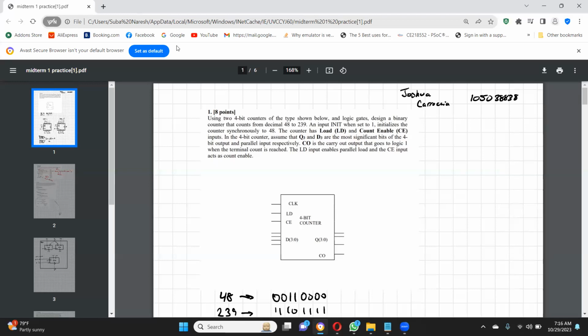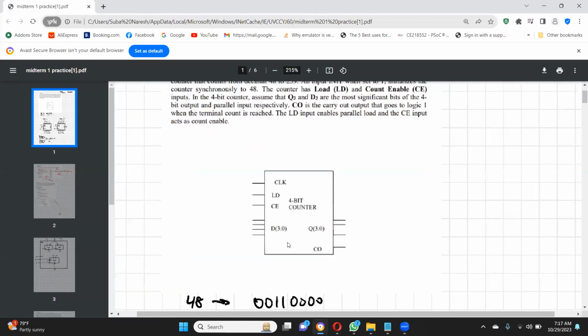You know all these basic terms like what is clock, what is LD, C, 4-bit counter, what do you mean by a counter? D, what is that? What is D here? Load. LD is load, that's fine. What about this? LD, D, and then bracket 3, colon 0. What do you mean by that? The 4 bits. 4 bits of what?